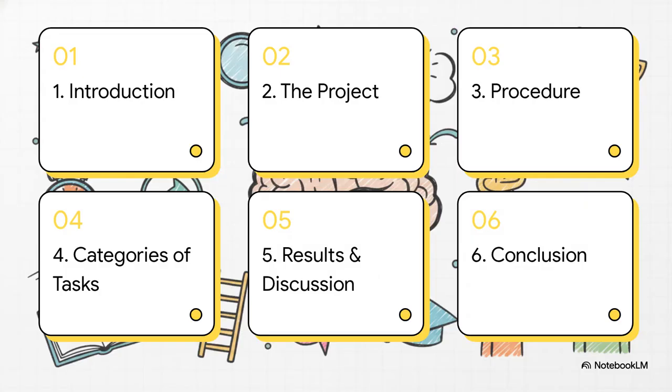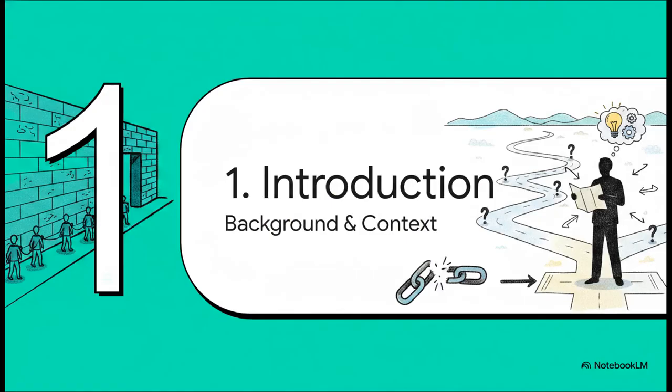To really get the most out of this case study, we are going to follow the exact structure of Noonan's original text. So we'll hit 1, Introduction, 2, the project, 3, Procedure, 4, Categories of tasks, 5, Results and discussion, and 6, Conclusion. All right, let's start with Section 1, Introduction.